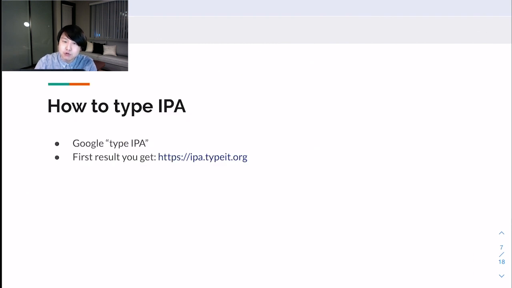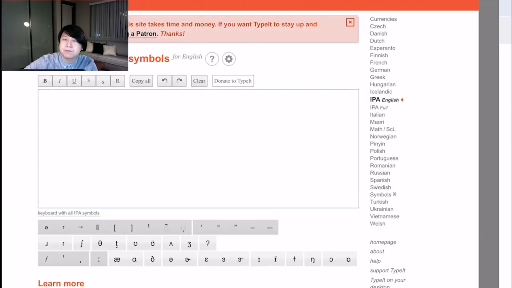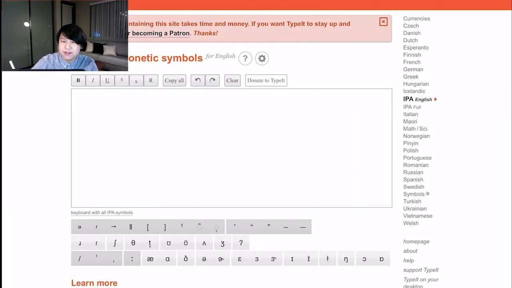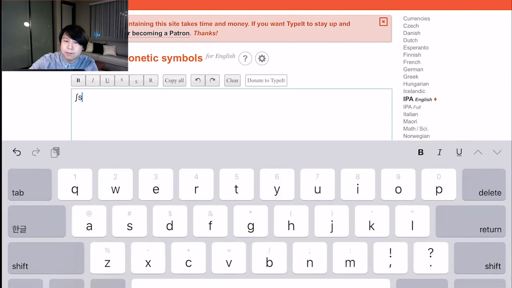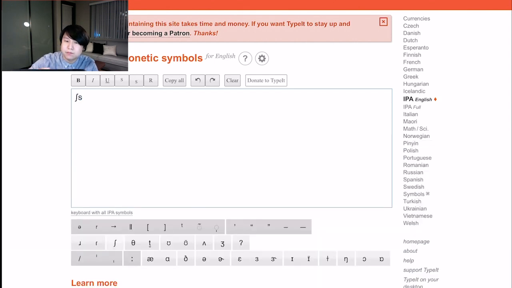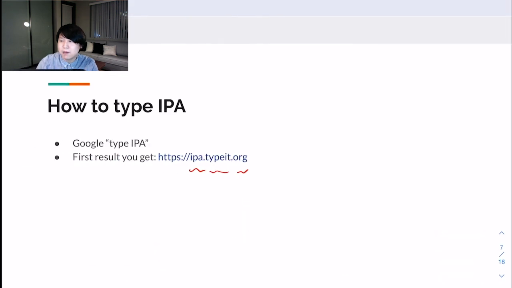How do you type IPA? You can just Google "type IPA", and the first result you get is something like this: ipa.typeit.org. The site looks like this. You can type all the consonants and vowels that you were not able to type using your keyboard, and then you can copy and paste the result. That's how you type IPA.